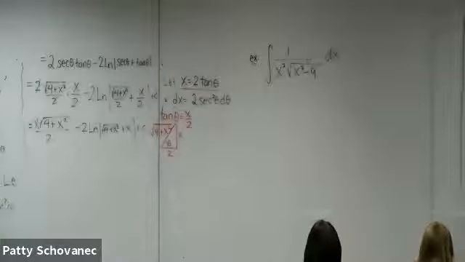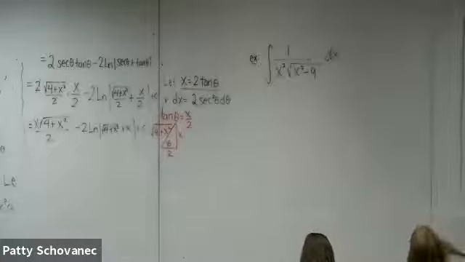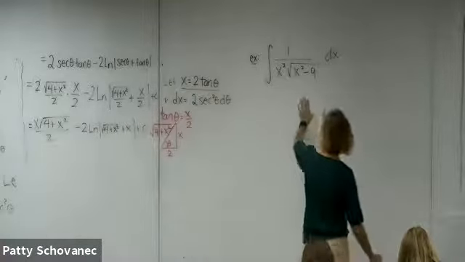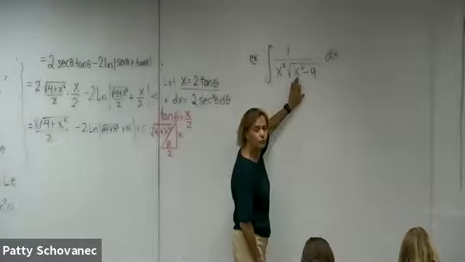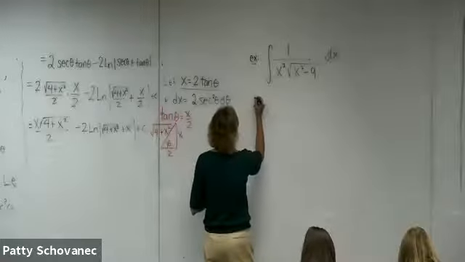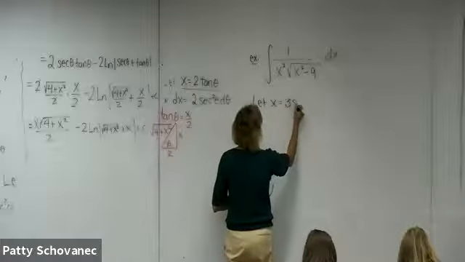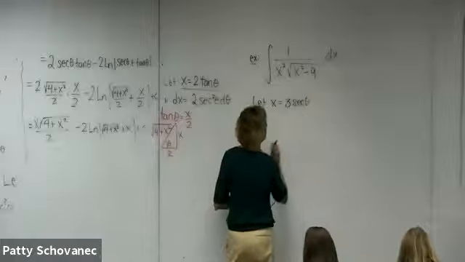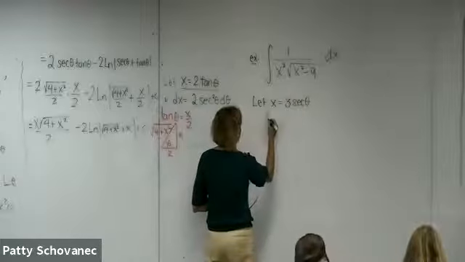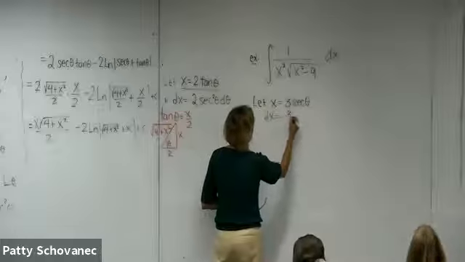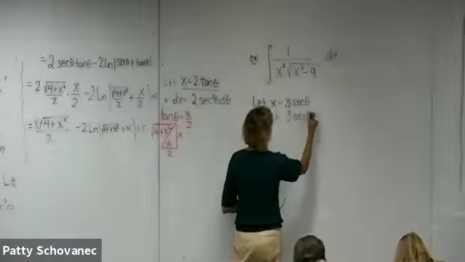So what's our substitution? We need a secant substitution, right? Because we know secant squared minus 1 is tangent squared. So I'm going to replace x with 3 times the secant of theta. And we need a dx, so take the derivative of that. And you get 3, secant theta, tan theta, d theta.